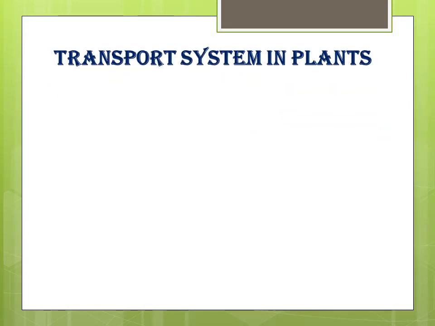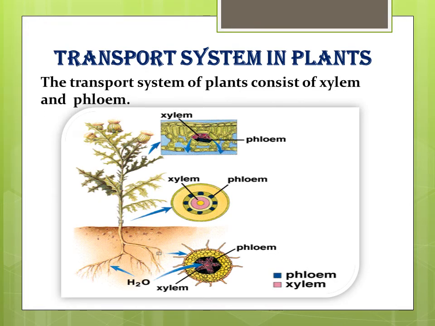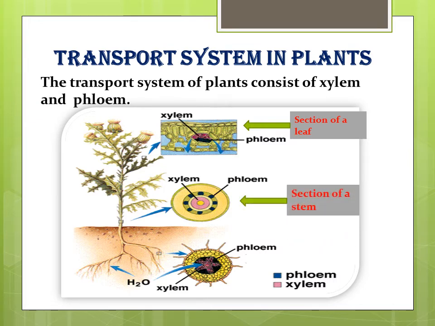Students, let us learn the transport system in plants. The transport system in plants consists of xylem and phloem. Let us learn the transport system in plants in different parts. Section of a leaf, section of a stem and section of a root consist of xylem and phloem. Students, you can see here the pink color part is xylem and the blue color part is phloem.